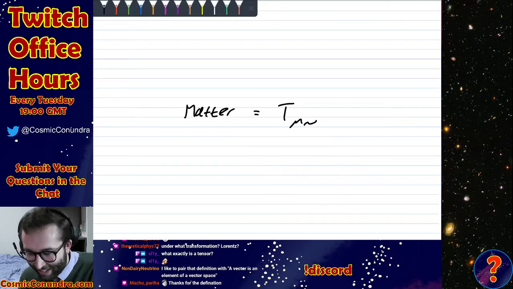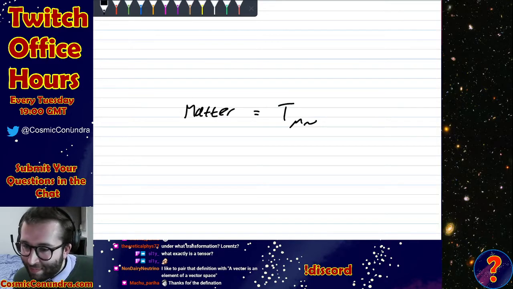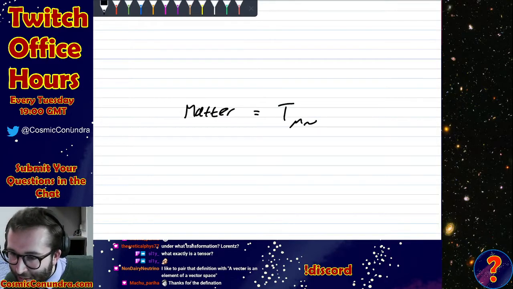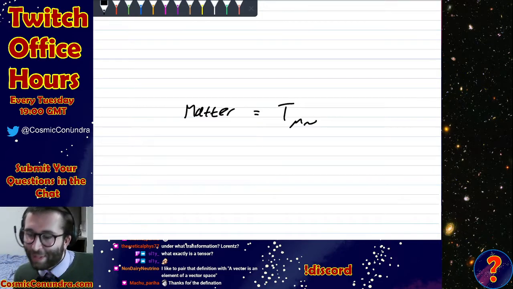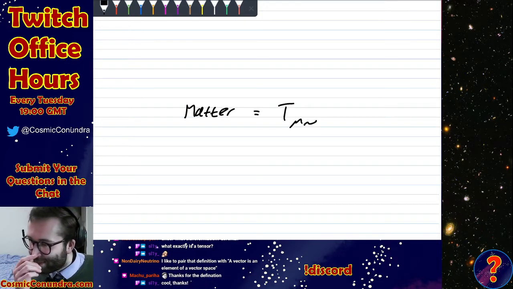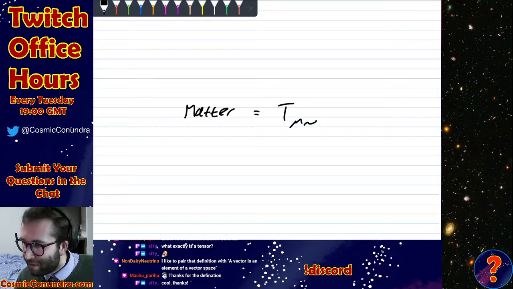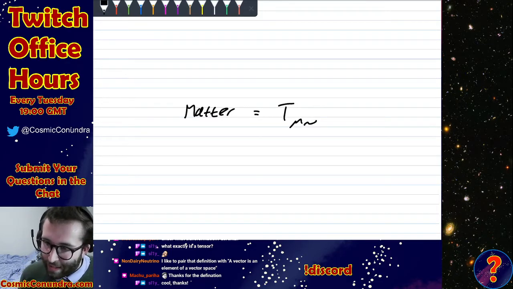I'm sorry, it's not a very good definition. I like to pair that definition with: a vector is an element of a vector space. Yeah, exactly. A vector is an element of a vector space. A tensor is an element of some product of vector and dual vector spaces. But anyway, you can get too formal with these things.